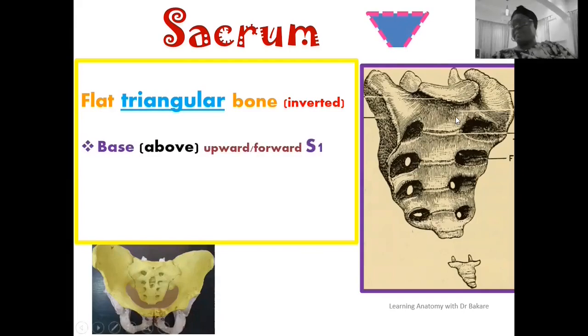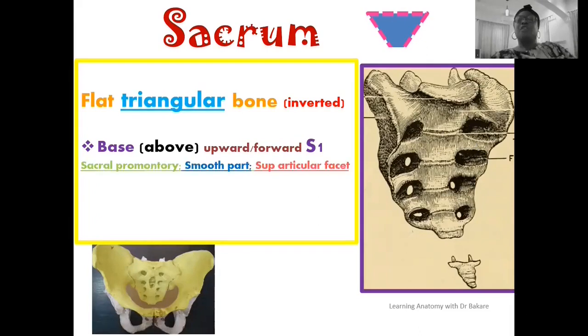If you look at this image here, this is the configuration of the sacrum. And if you look on top here, is where we have the base. The base of the sacrum is formed by the first sacral bone, the first sacral vertebra. Then you have the second, the third, the fourth, and also the fifth sacral vertebrae. And that is how they are connected with one another.